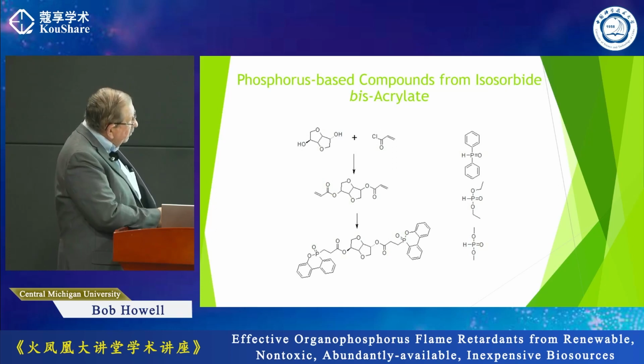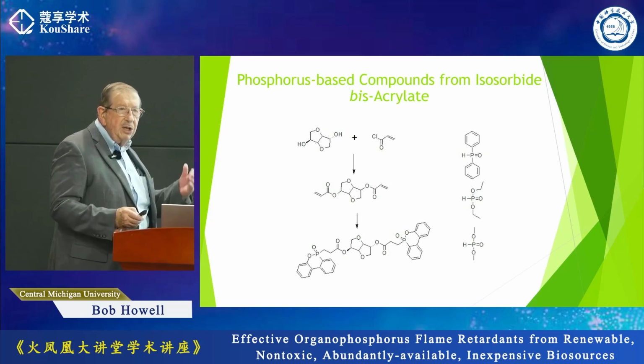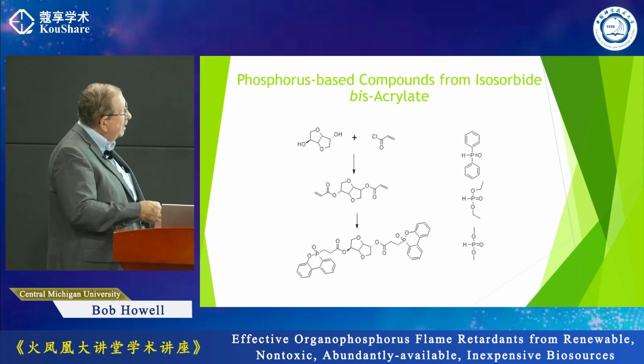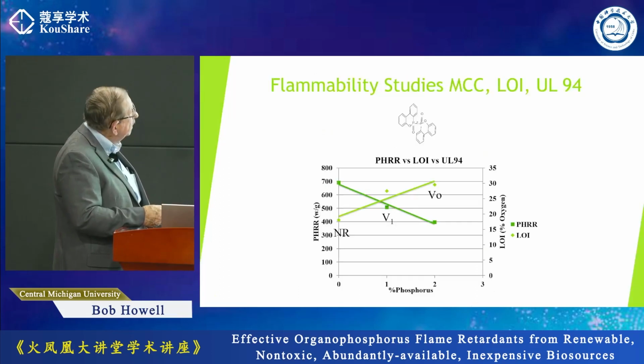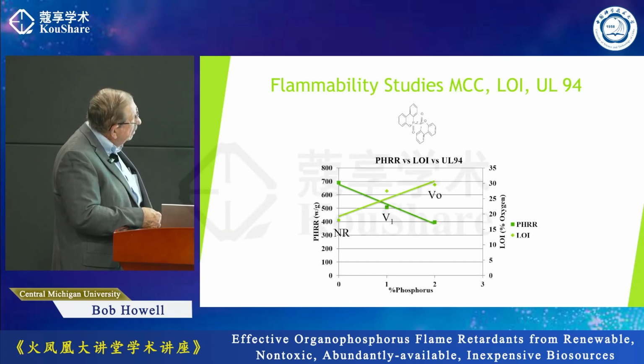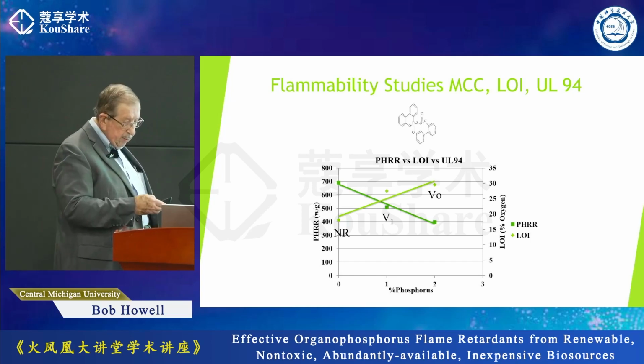That means that, for example, we look at this compound, the DOPO derivative, degrades about 330 degrees C, which means that it can be used with polymers which process at a higher temperature, such as the polyamides. So it's a very nice material. And this is just a reflection of what you get. You notice that as you increase phosphorus loading, peak heat release rate goes down, the LOI goes up, and at 2% phosphorus you get a V0 rating in UL94.